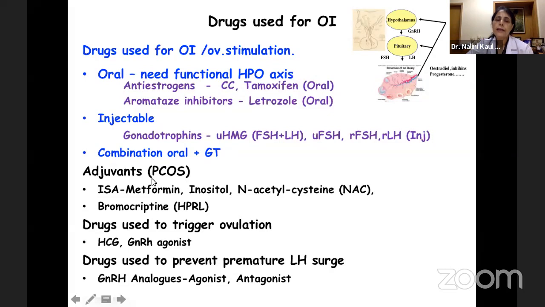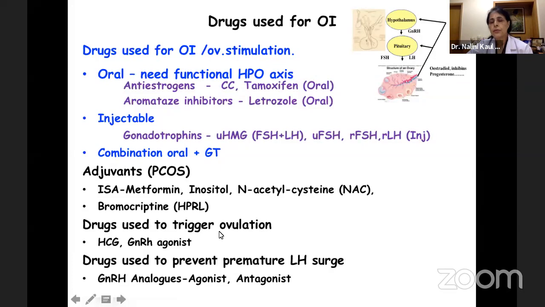Now, there are certain adjuvants which we use, and this is specific to polycystic ovarian syndrome. These are the insulin sensitizers, of which metformin is the more commonly used and has been used for long now. You have the inositols and even the N-acetylcysteine, and there are many others, but these are somehow the more important ones. You also have bromocriptine, which is specifically used to bring down the prolactin levels in hyperprolactinemia, and thereby allow the ovulation to resume, which has gotten arrested with the high prolactin levels.